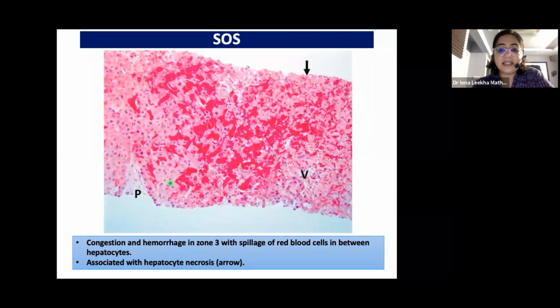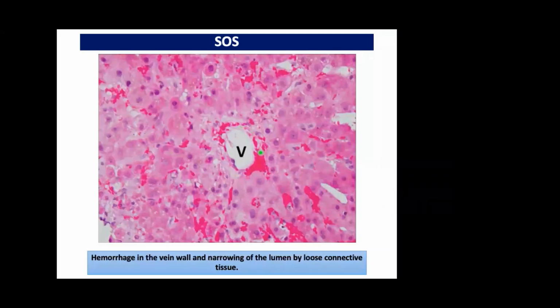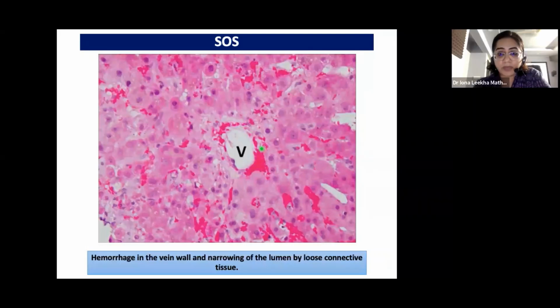So what we see here is there is congestion and hemorrhage into the zone 3. This is the zone 3 area with spillage of RBCs in between the hepatocytes, which is associated with hepatocellular necrosis. This is again, you see a hemorrhage into the wall of the vein.